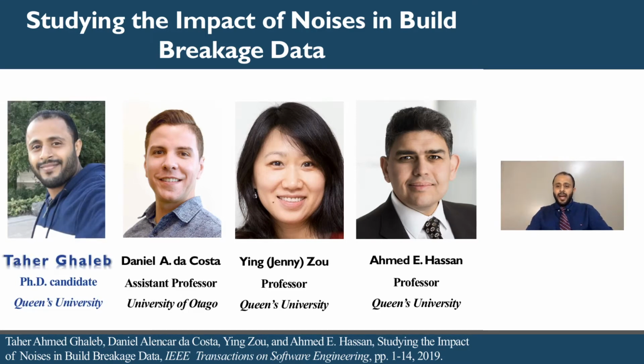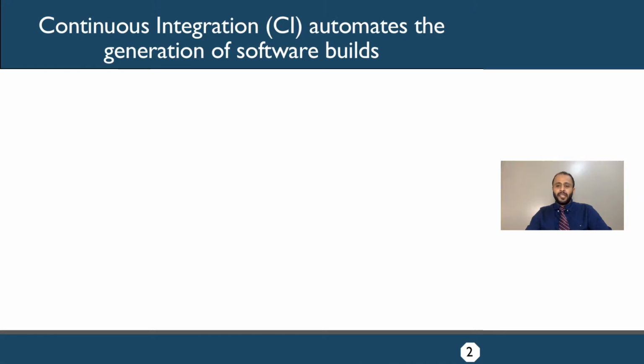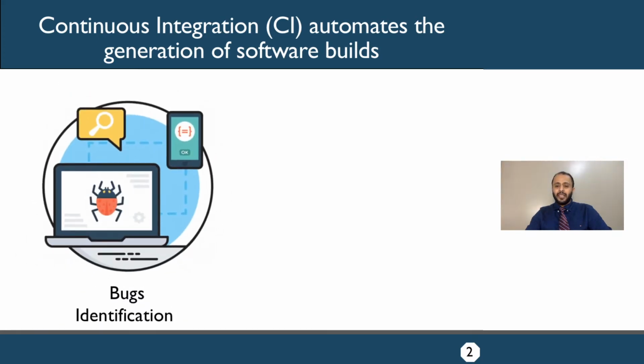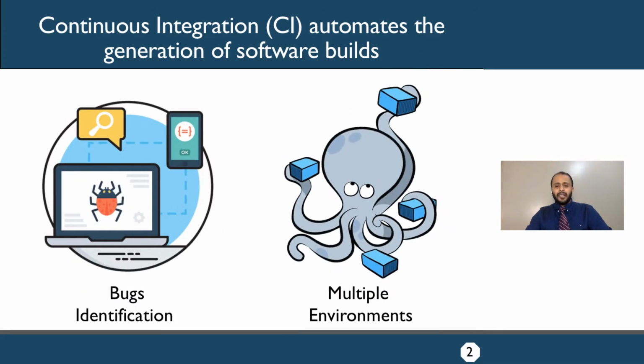In this talk, I'll be presenting our study on the impact of noises in build breakage data, in continuous integration in particular. Continuous integration, or CI, allows developers to automate software builds, which offers them the opportunity to identify bugs at early stages and compile and test their code changes under various runtime environments.